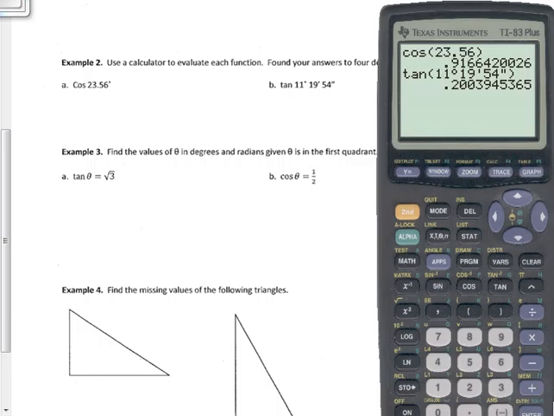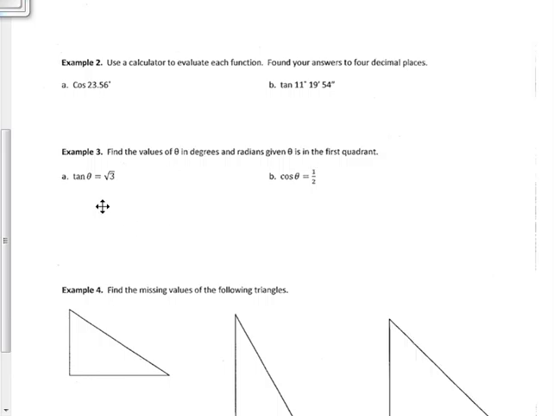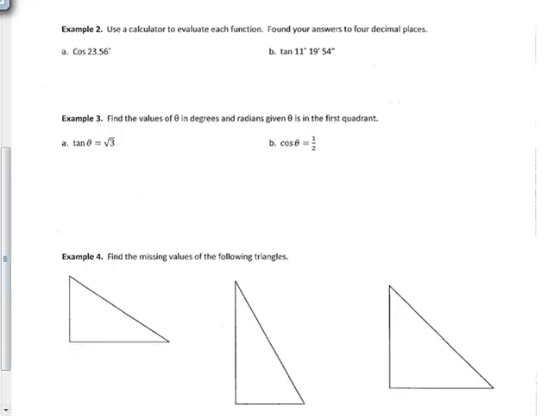Example 3, we'll get rid of that now. Example 3, find the values of theta in degrees and radians given theta is in the first quadrant. This is kind of a review going back to our unit circle. So let's go back to the unit circle, but we're looking at tangent being equal to the square root of 3 in the first quadrant.